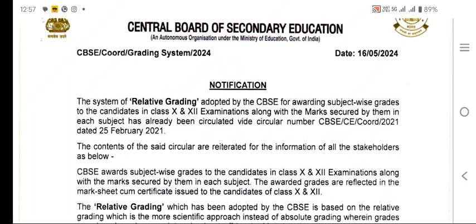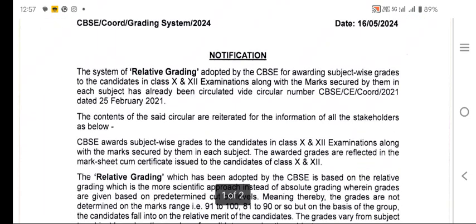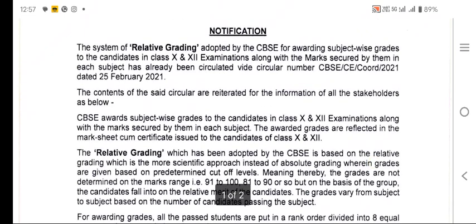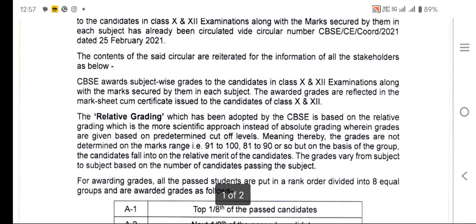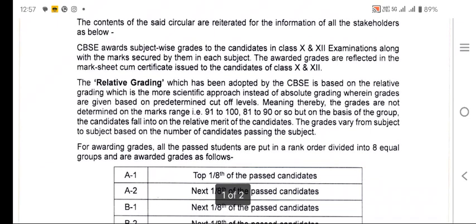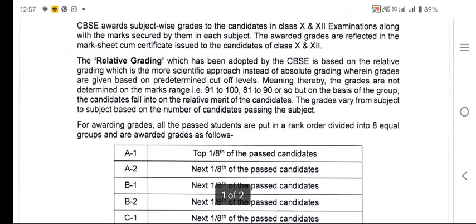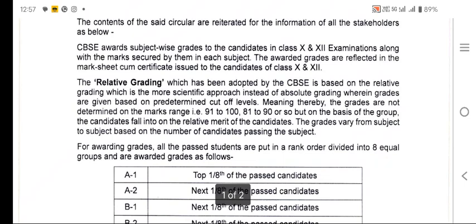So CBSE has decided to share the notification on the basis of the relative grading, the subject-wise grading of the candidates of class 10 and 12 along with the marks secured by them in each subject. That has already been circulated, you know about that. The content of this circular reiterates the information. What is the information about the relative grading system? CBSE awards subject-wise grades to the candidates. There will be subject-wise grades.